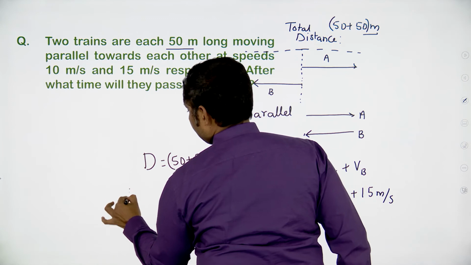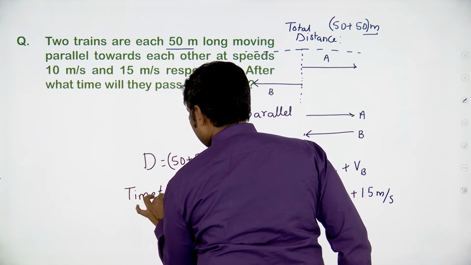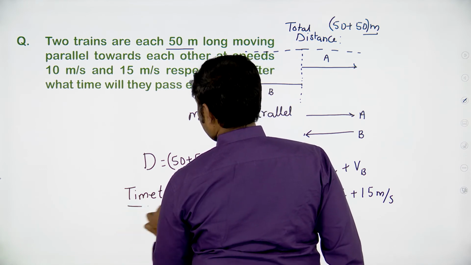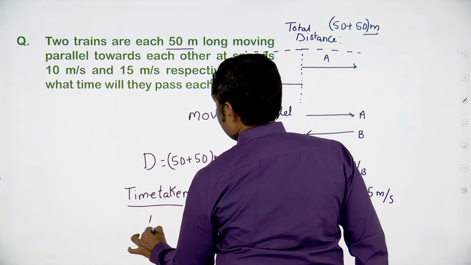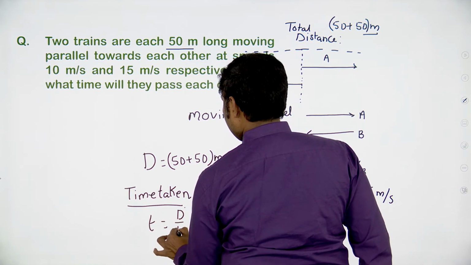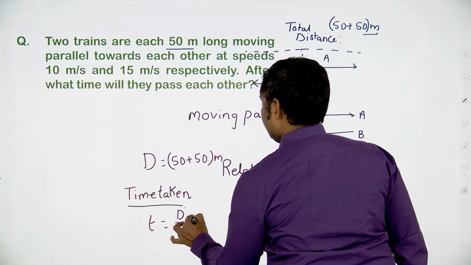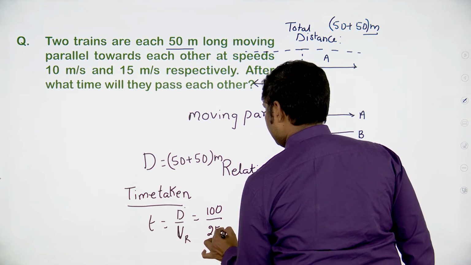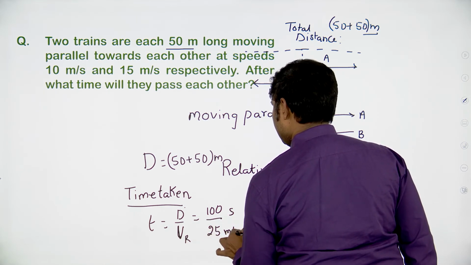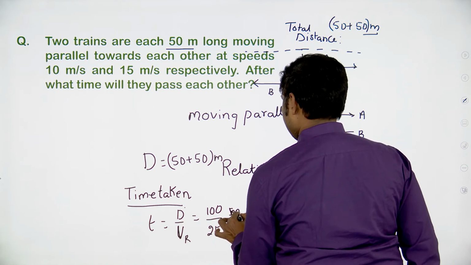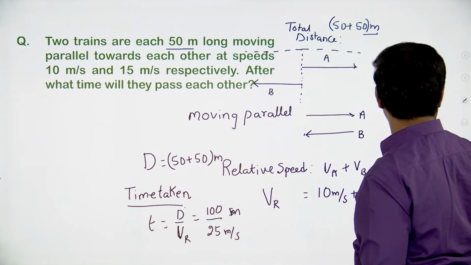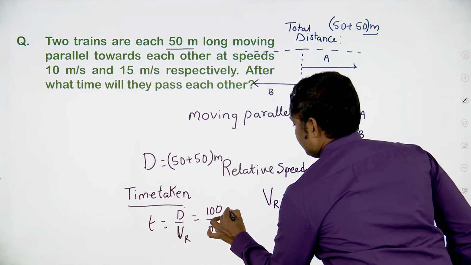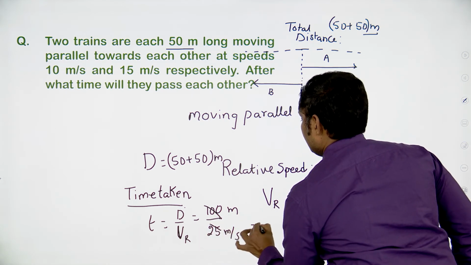Yes, you can take that time taken for them to pass each other. T is equal to d by VR, that is going to be 100 by 25, meter per second, it's going to be seconds, meter. Yes, so 4 seconds.